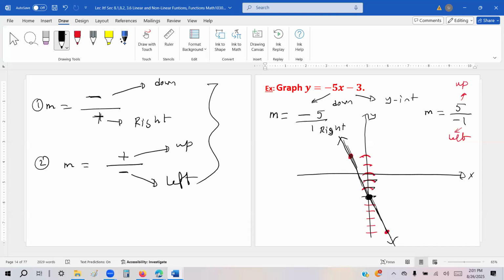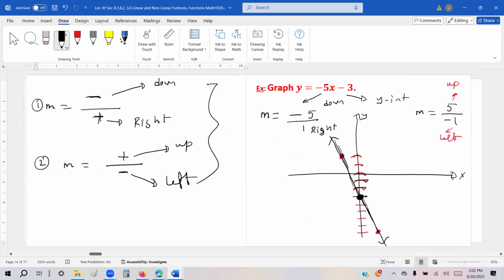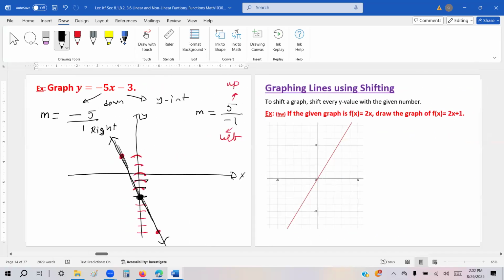So what type of line do we have? What type of slope are we supposed to have? What is our slope here? See, negative 5 is supposed to draw a downward-tracing line. Any question? One more question, and then you're going to leave.